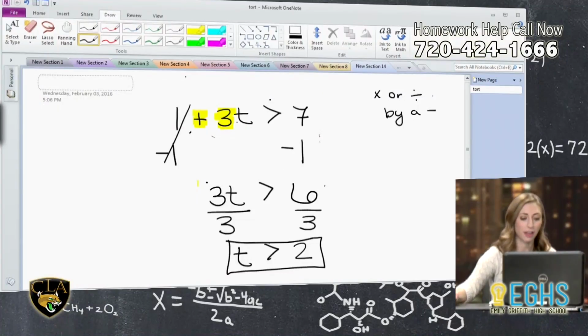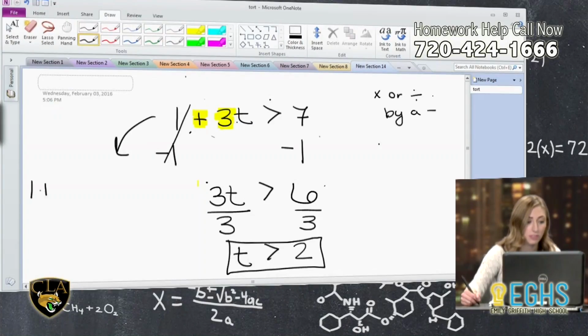And we could even check that. Let's say we picked, I don't know, anything greater than 2. Pick a number greater than 2. Nate. 200. 200, okay. So we're saying that t could be 200. To check that, I'm just going to replace t with 200. So I'm going to say 1 plus 3 times 200, and that's going to be greater than 7.